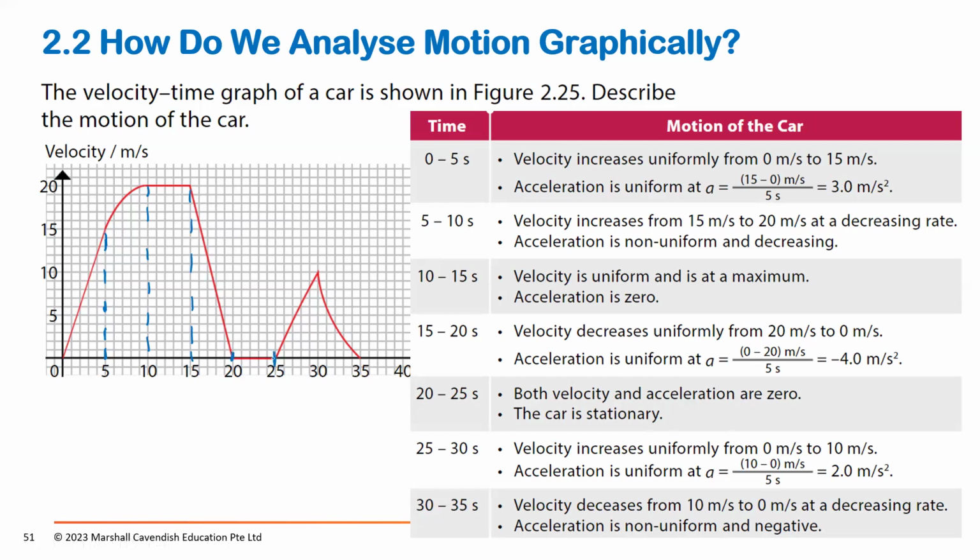From 20 to 25, again 0 gradient, flat line, 0 acceleration. The car is actually not moving. It's stationary at this moment because the velocity is always 0. The next segment will be 25 to 30 seconds. Again, a straight line, so I'm having a constant gradient, constant acceleration. And the last part, from 30 to 35, is not a straight line. The gradient is negative, so it's decelerating, and it's getting more and more gentle. So it's decreasing deceleration.